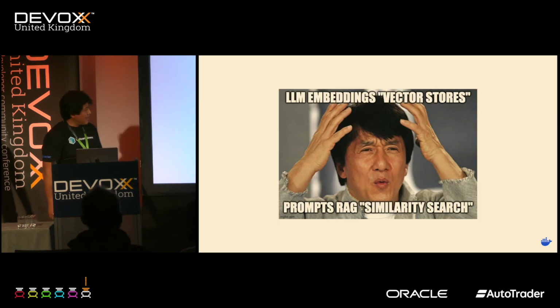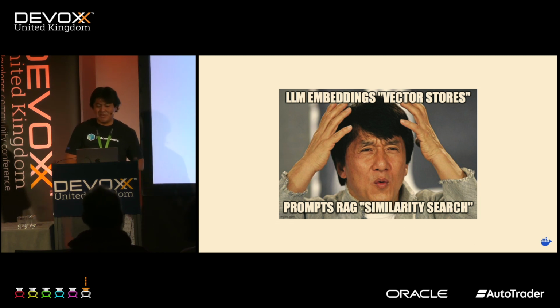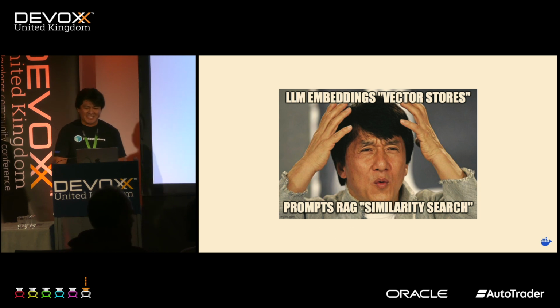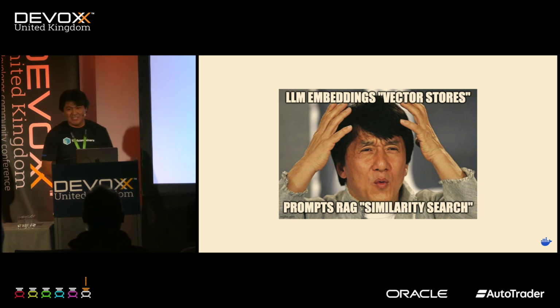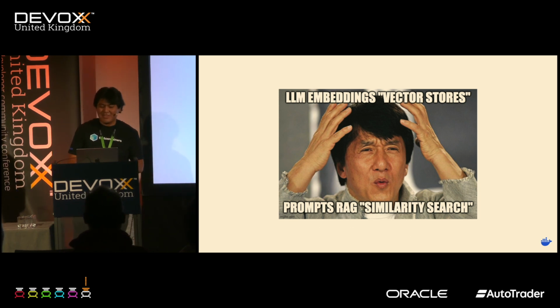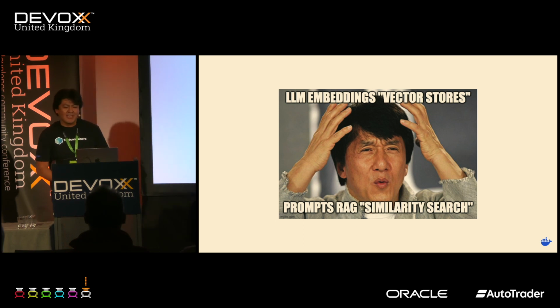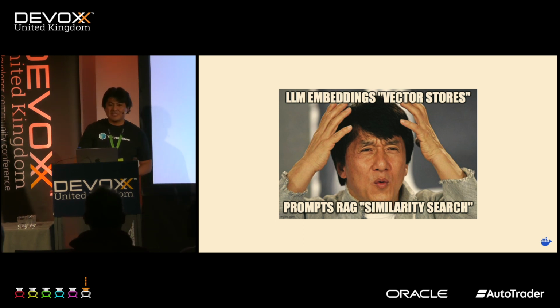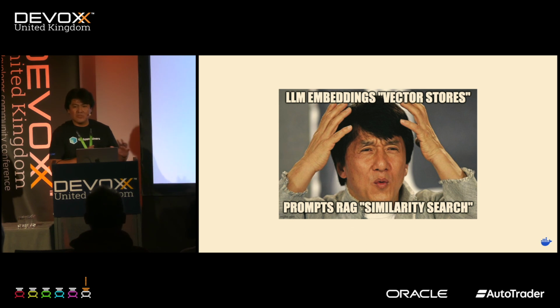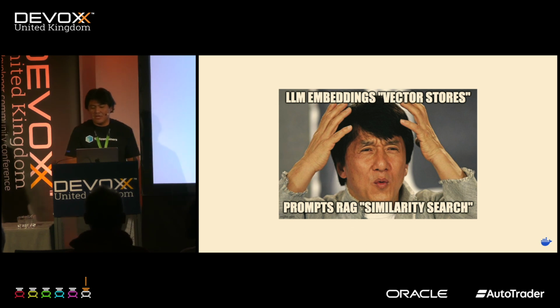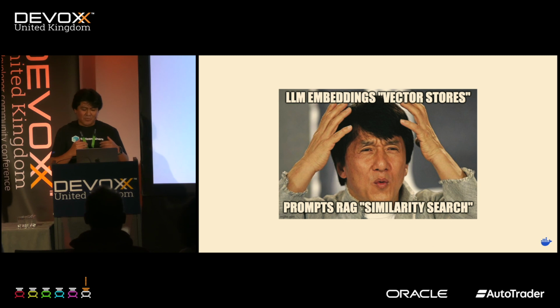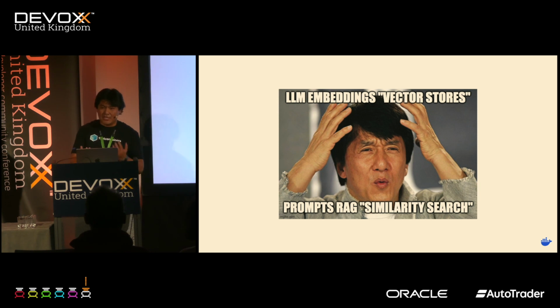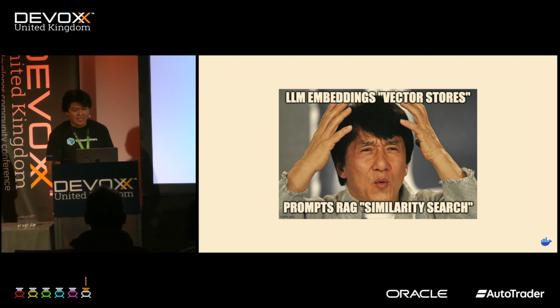There are a lot of new words, right? LLMs, embeddings, vector stores, prompts, RAG, similarity searches. Like, okay, I don't know anything about this. And you don't have to, not in detail, probably. The LLMs are the models that you will be using, and the prompts are the sentences that you will be asking the model in order to get some responses, some content.